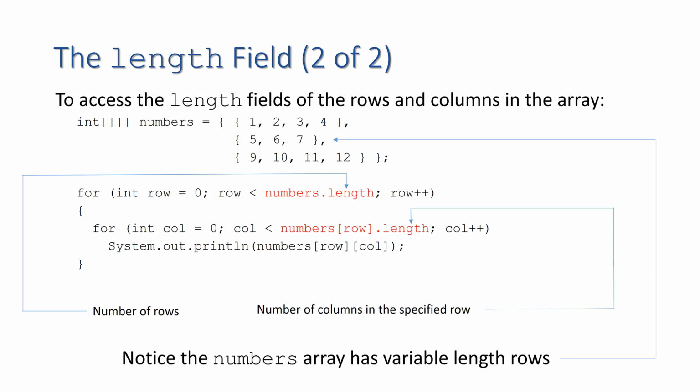To access the number of rows in an array, use the array name.length. In the example code, numbers.length returns 3 because there are 3 rows in the numbers array. To access the number of columns in an array, use the array name[row].length. In the example code, numbers[row].length returns either a 4 or a 3 depending on the row subscript.